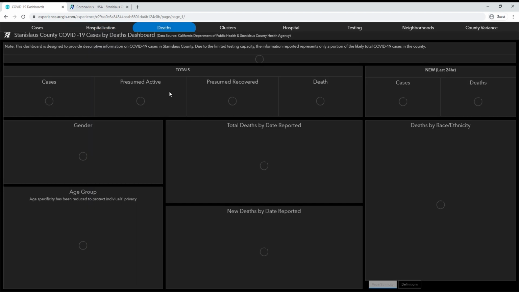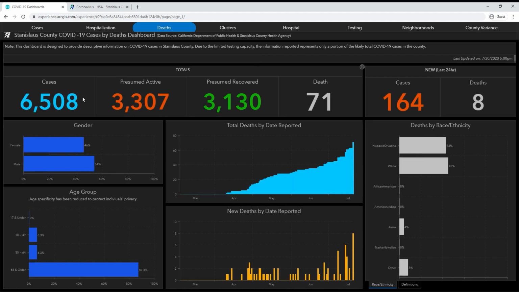In the next tab, we overview deaths. These are number of COVID-19 deaths reported to Stanislaus County among Stanislaus County residents. Here you can see the deaths reported by gender, age group, when we reported by the date of death, as well as race and ethnicity.